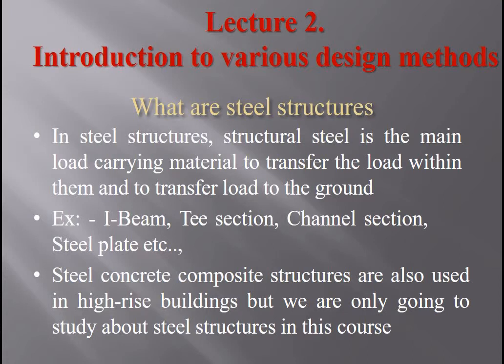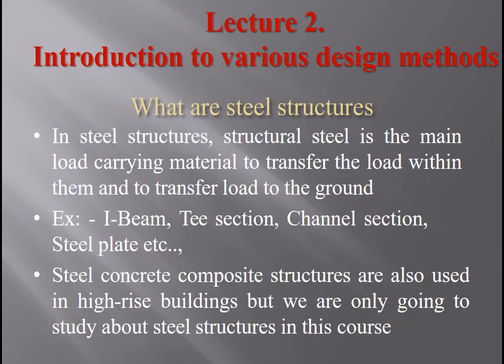Now, what are steel structures? In steel structures, structural steel is the main load carrying material to carry the load within them and to transfer the load to the ground. Examples are I-beams, T-sections, channel sections, steel plates, etc. These are the various components from which steel structures are made, and load is transferred from element to element to the ground.